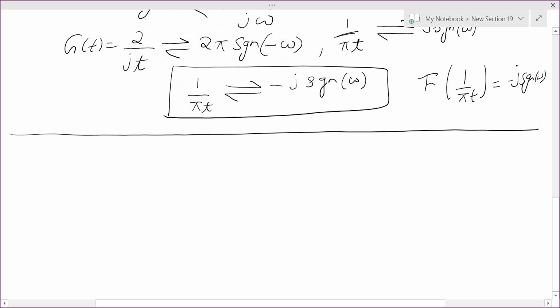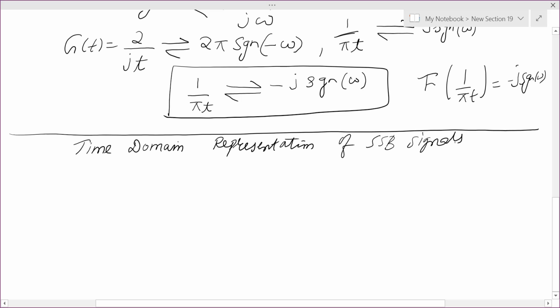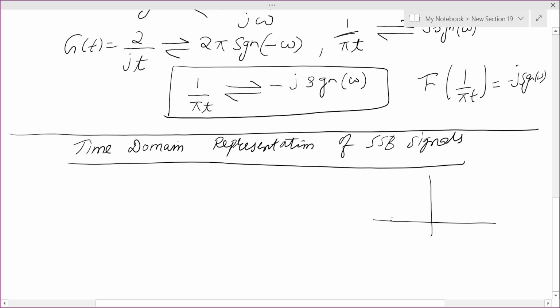Now coming back to our discussion of the time domain representation of a single sideband signal. I repeat once more, suppose this is the Fourier transform of, so sorry, I want it to be symmetric.